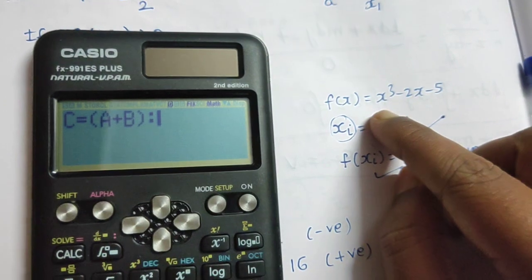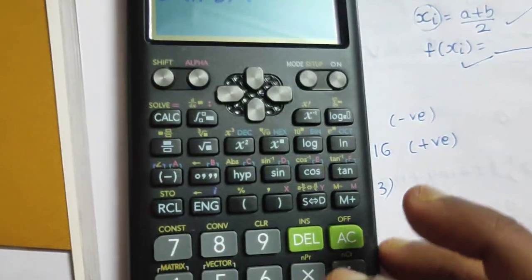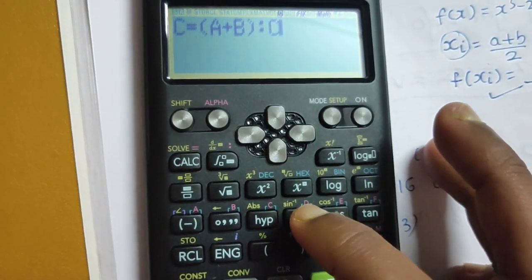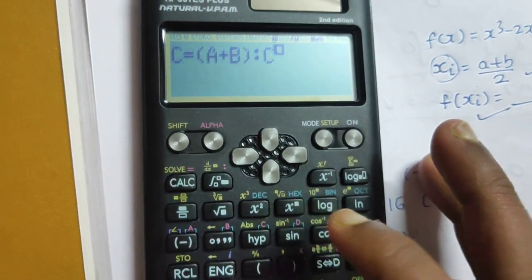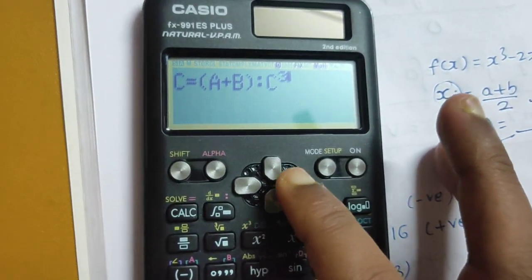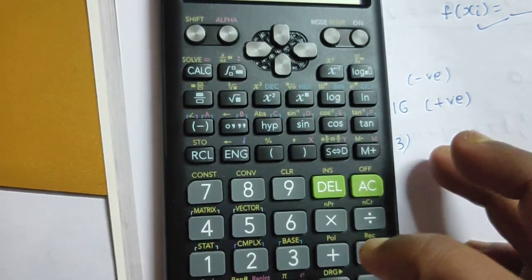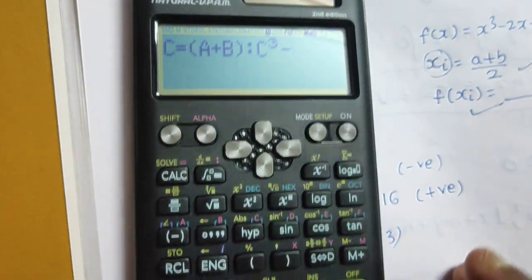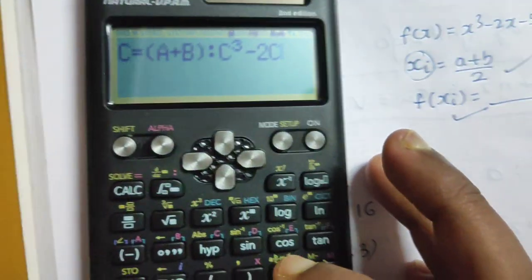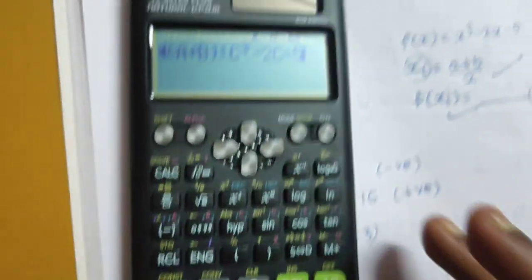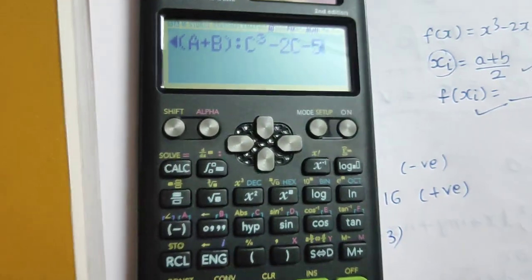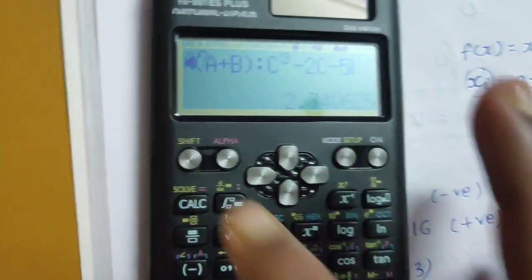So if I put c here, it will be c cube minus 2c minus 5. Shift c cube, I come down, minus 2c minus 5. There we go. We have done our job as far as creating the function is concerned, and now you press calc.